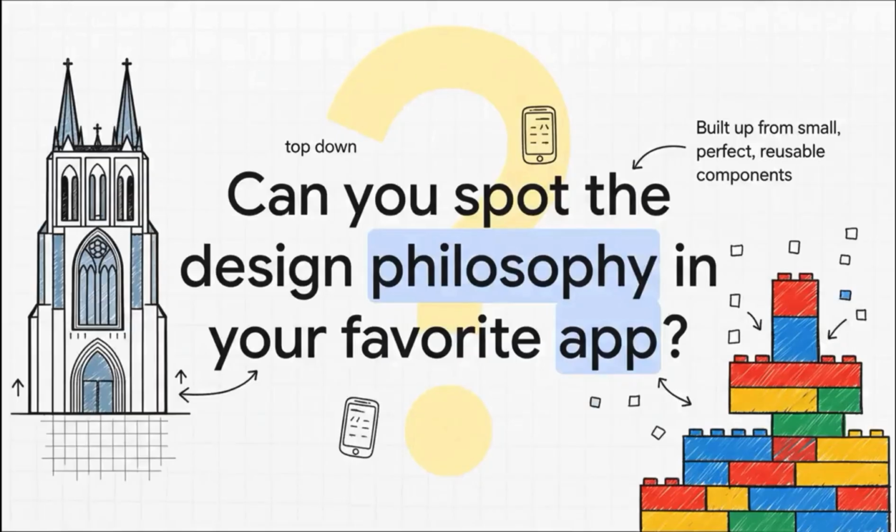So here's a final thought for you. Every single app on your phone, every piece of software you use every day was designed using one of these two philosophies. So, was your favorite app meticulously planned from the top down like a grand cathedral? Or was it built up from small, perfect, reusable components, like a box of Legos? Next time you open an app, just take a second and see if you can spot the philosophy behind its design.